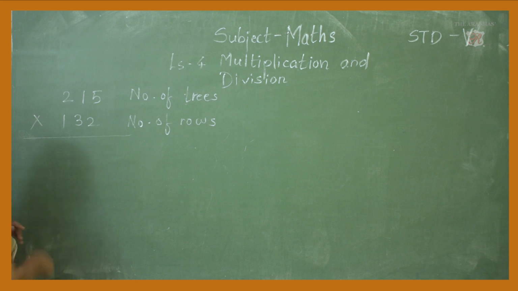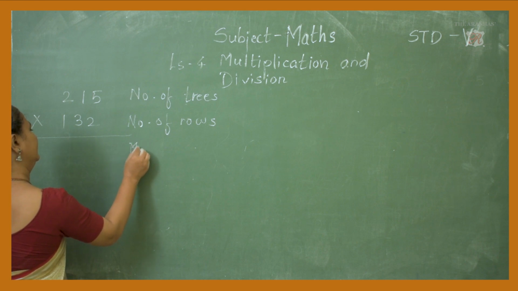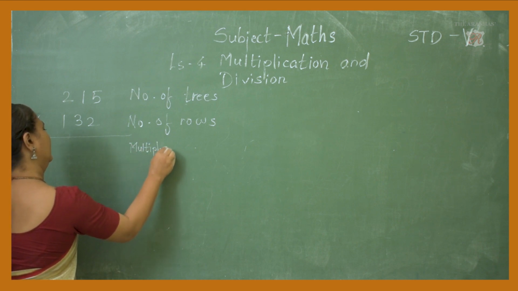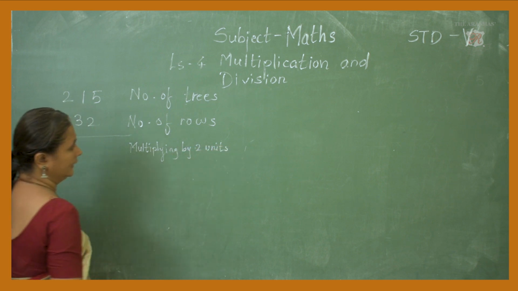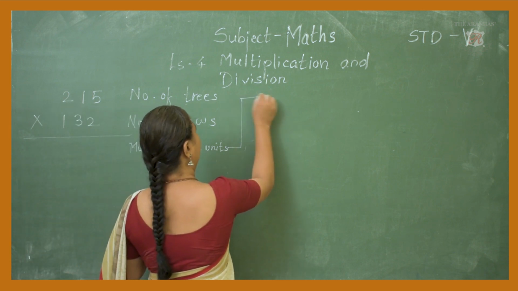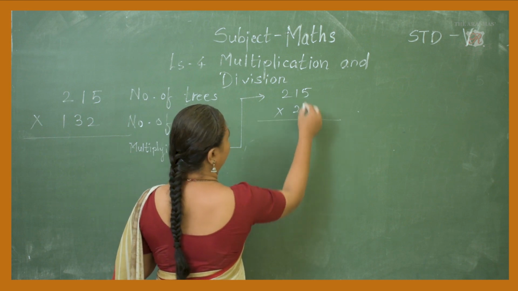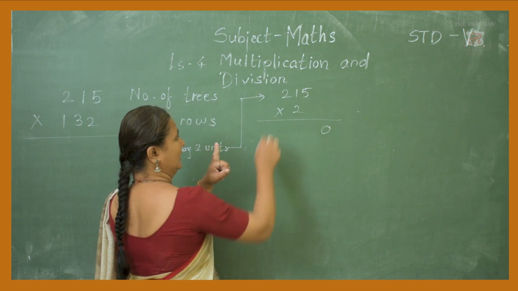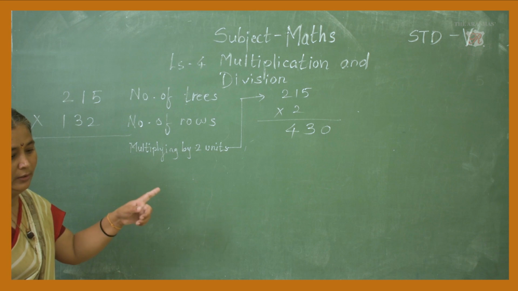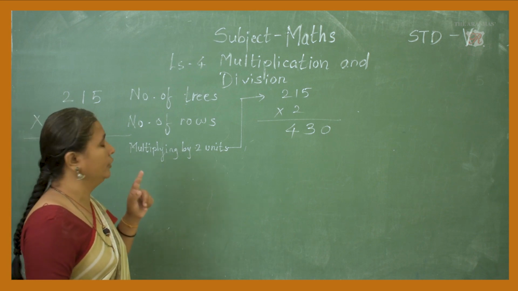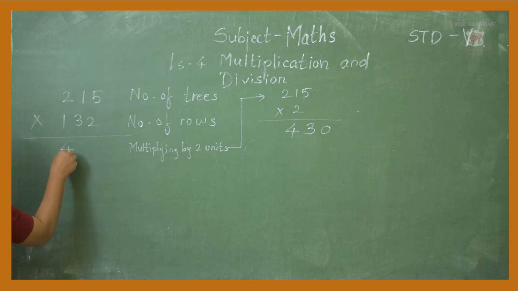Now we have to do the calculation. Same. First here multiply by 2 first. Multiplying by 2 units. Isn't it? Multiplying by 2 units. Here I am multiplying. Now see here. 215 into 2. 2 5s are 10. 1 carry. 2 1s are 2 plus 1 3. 2 2s are 4. Okay. So multiplying by 2 units. What is the answer? 430. Isn't it? So right here 430.